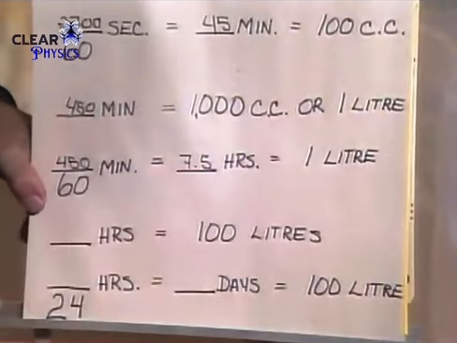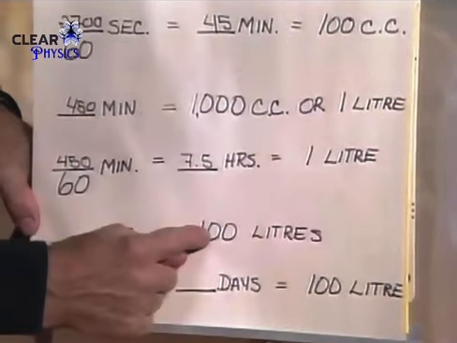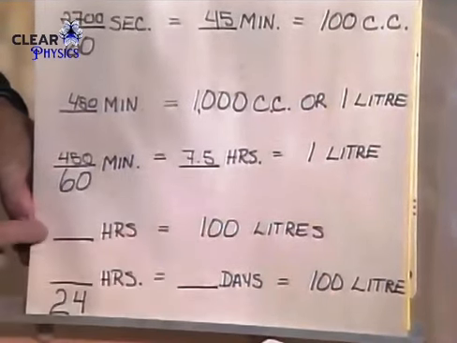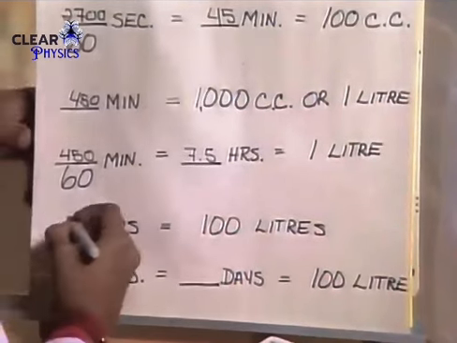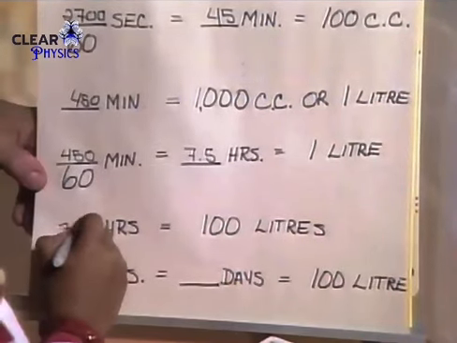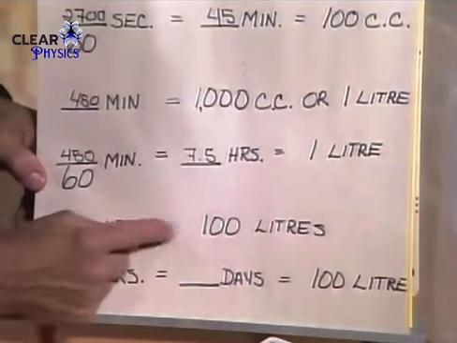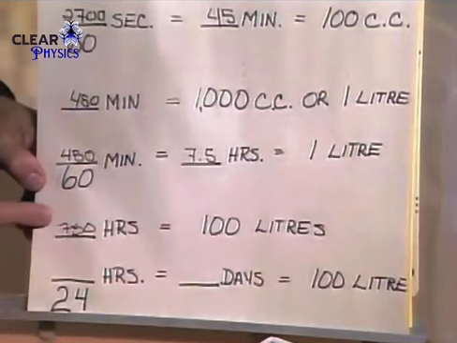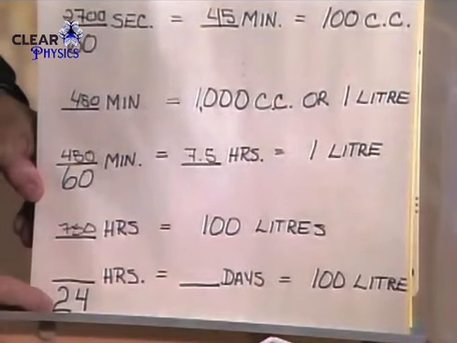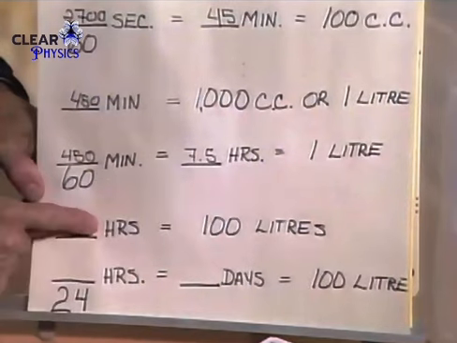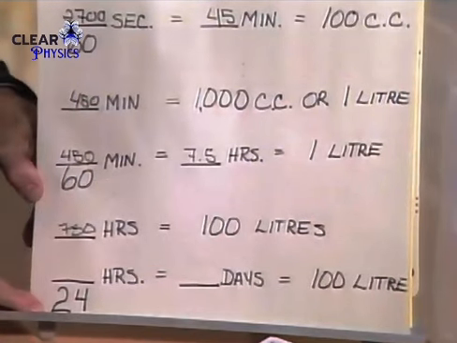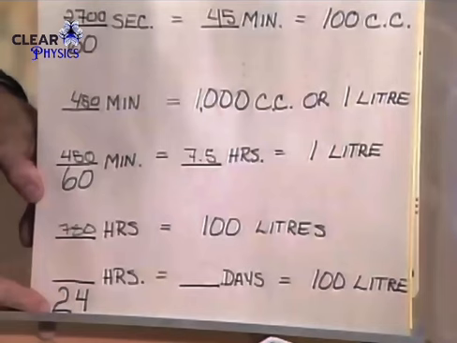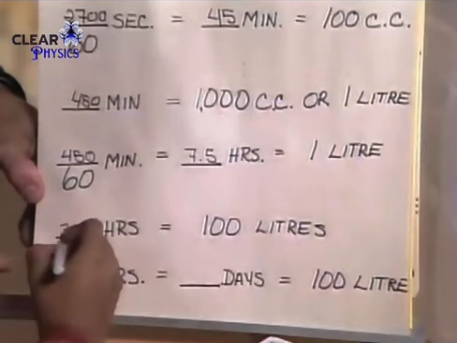Okay. Now, we're going to multiply that by 100. So what do you put here? 750. Okay. And 750 is 100 liters. Now, we want to find out how long it's going to be. We were in hours. Now we want to find it by days. What do we have to do? 750 divided by 24. Right? Well, write it in there first, right?